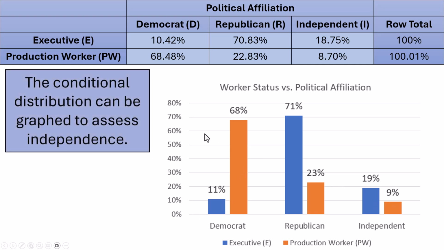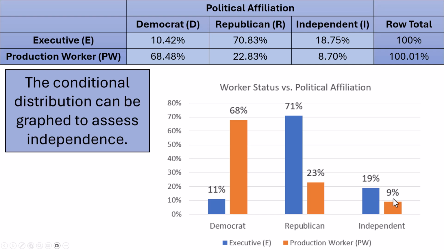As we mentioned a moment ago, the conditional distribution can be graphed to assess independence. Here we can see, if you are an executive, you are much less likely to be a Democrat than if you are a production worker. We have the flip situation for Republicans. If you are an executive, you are much more likely to be a Republican than if you are a production worker. For independents, if you're an executive, you are more likely to be an independent than if you are a production worker.